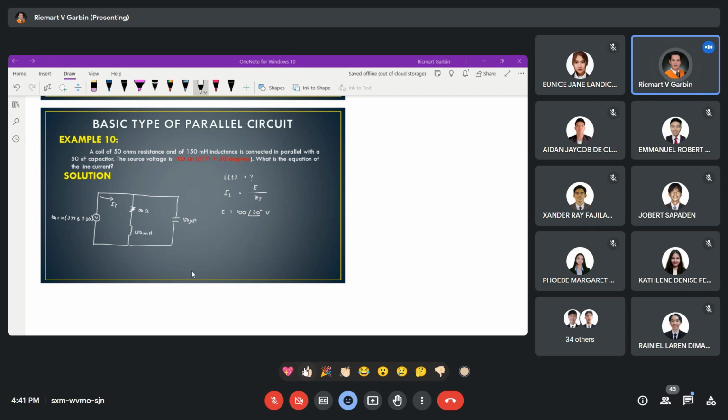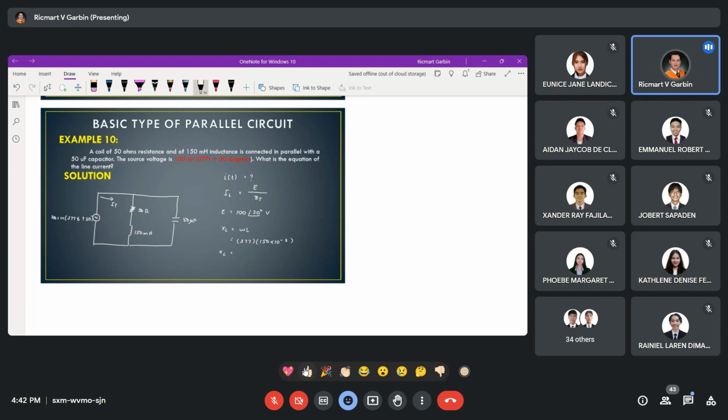Okay, so ngayon, hindi pa tayo makakapag-proceed agad sa total impedance dahil ang ating impedances ay in terms of inductance and capacitance pa lamang. So mag-convert muna tayo. So para dun sa ating coil, ang XL natin is equal to omega L, which is equal to, omega natin is 377 times ang L is 150 millihenry, so times 10 to the negative 3.